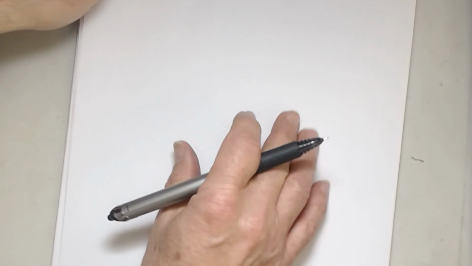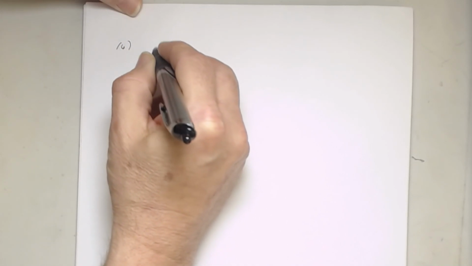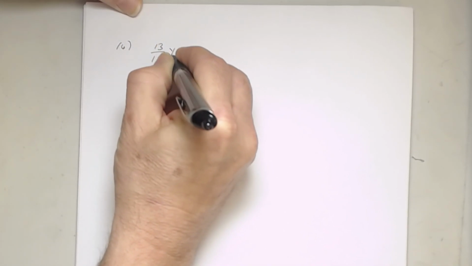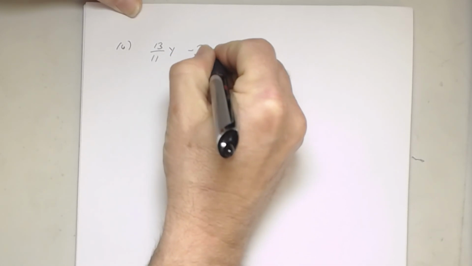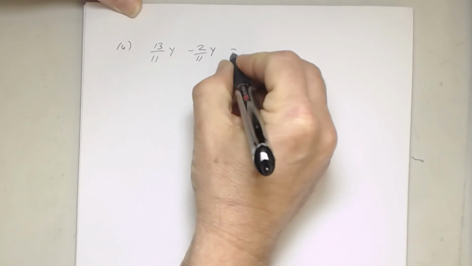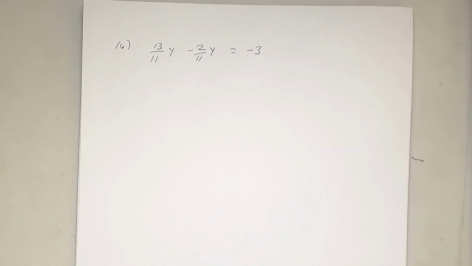All right, let's look at 16. You have 13 elevenths y minus 2 elevenths y equals -3. All right, so step 1 would be, we're about to have something with parentheses in it, but does this equation have parentheses? No. So step 2 is to do what? Combine like terms. Can I combine like terms?